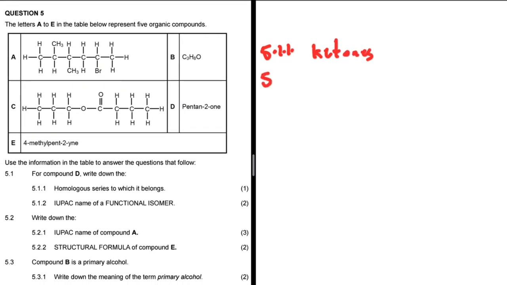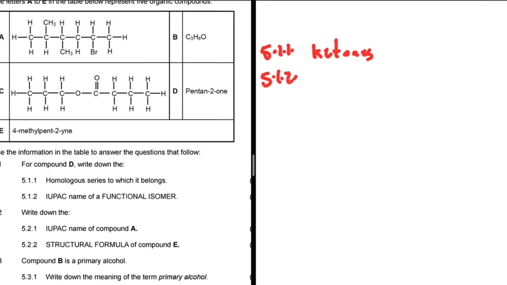And then 5.1.2, IUPAC name of a functional isomer. The functional isomer to a ketone should be an aldehyde. The functional isomer to an ester should be a carboxylic acid, right? Those are the two pairs of functional isomers that we have. So because this ketone, that is compound D, has 5 carbons, the functional isomer is any aldehyde with 5 carbons, of which the most obvious answer should be pentanal. So the answer to 5.1.2 is pentanal.